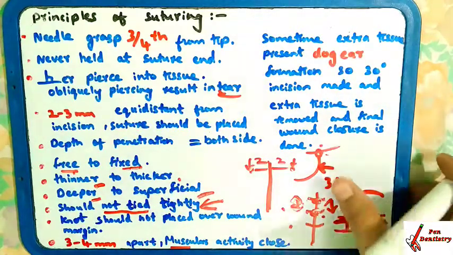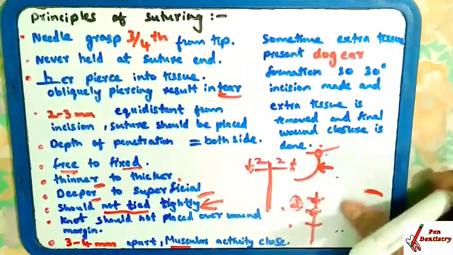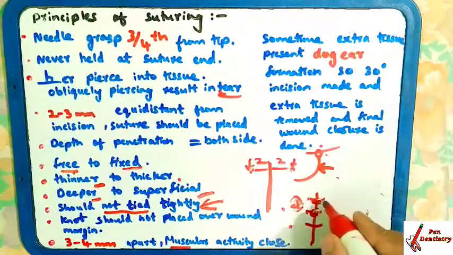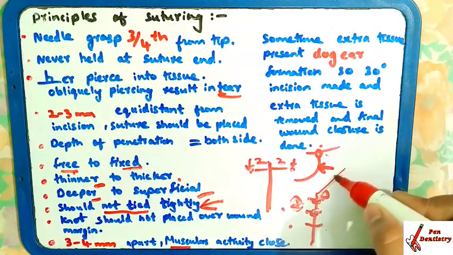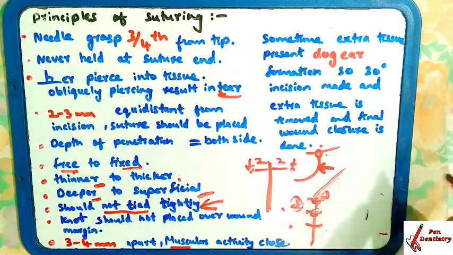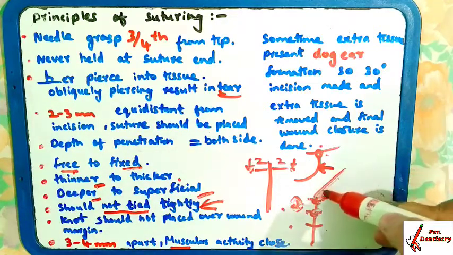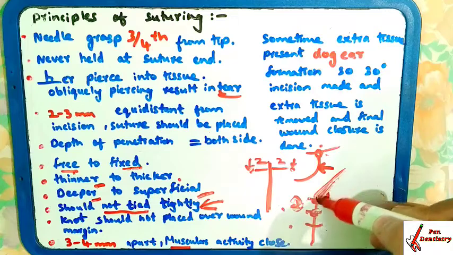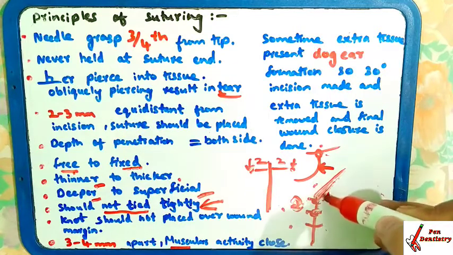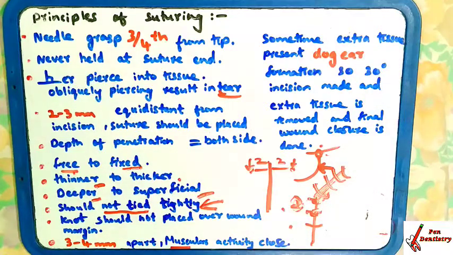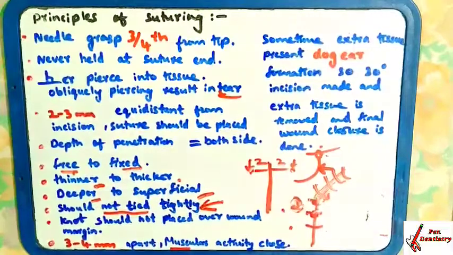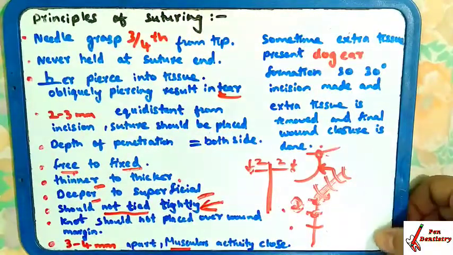A 30-degree incision means, if this is the area and there occurs an extra tissue, you are going to make a 30-degree incision. You have cut it, and you are going to remove your extra tissue from here. You are going to make a suture on this area. The final wound closure will be done. So it will help you remove your dog ear, that is extra tissue, from your wound or the place where you are going to make your sutures.